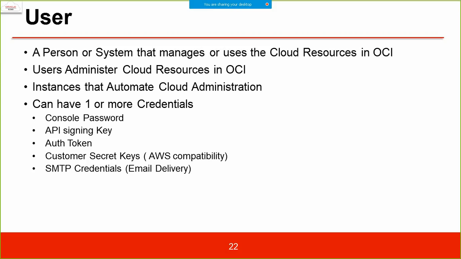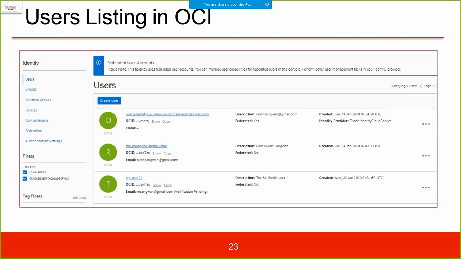User. A user is a person or system that manages or uses the cloud resources in OCI. A user administers cloud resources in OCI and instances that automate cloud administration. A user can have one or more credentials. As I said, we can have a console password, an API signing key, an auth token, a customer secret key with AWS compatibility, and we can also have SMTP credentials for SMTP delivery.